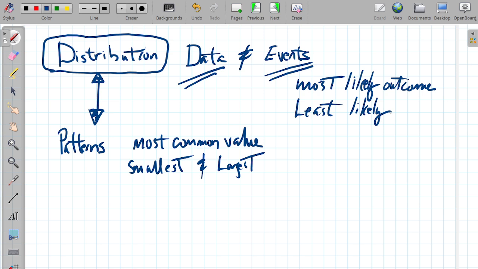What else can we say about data besides where's the center? How far does it spread? What's the least likely outcome? What's the most likely outcome? These are all parts of the interpretation of the word distribution. Keep that in mind, because when your prof is talking about distributions, that is no doubt what he or she is talking about.